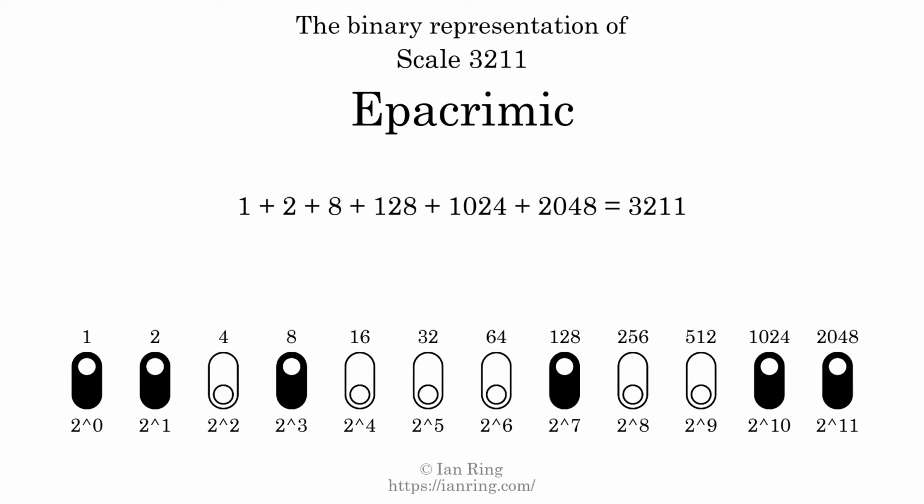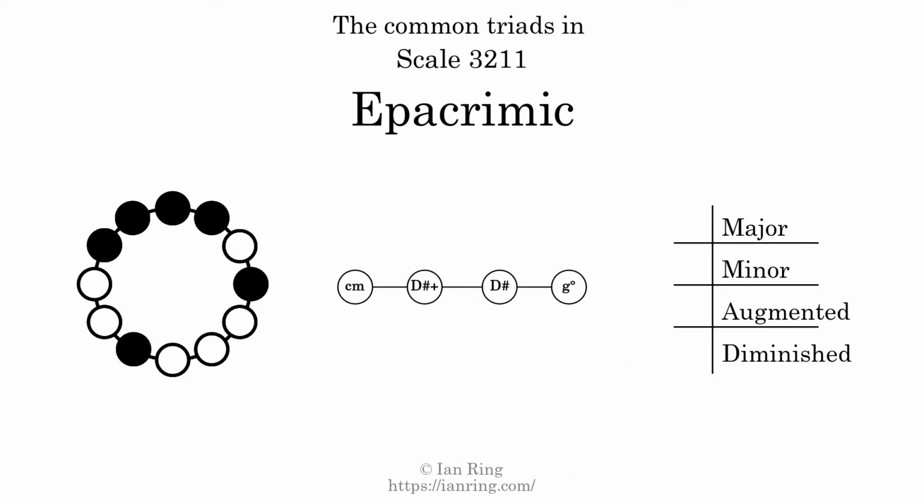The scale number not only enumerates the scale with a unique index, but it also literally describes the tonal content of the scale. Represented as a binary number in base 2, the scale number is 110010001011. Here are the common triads present in this scale.